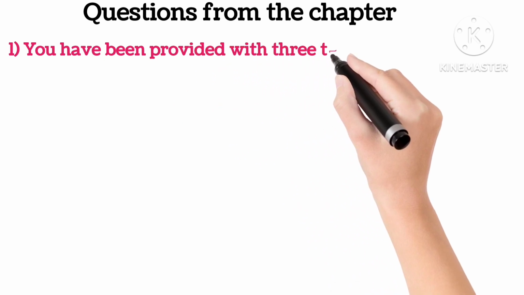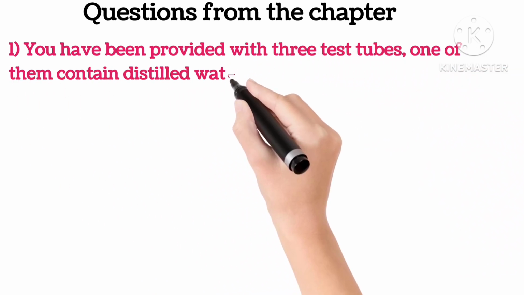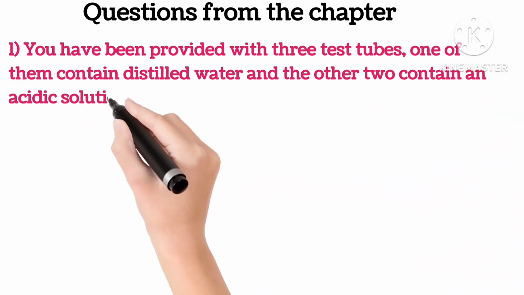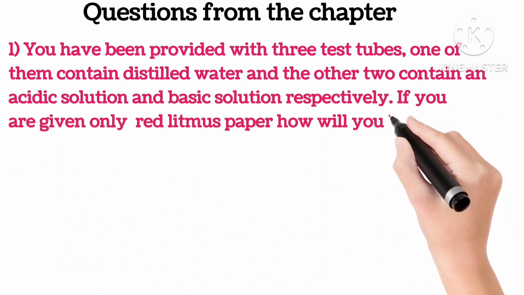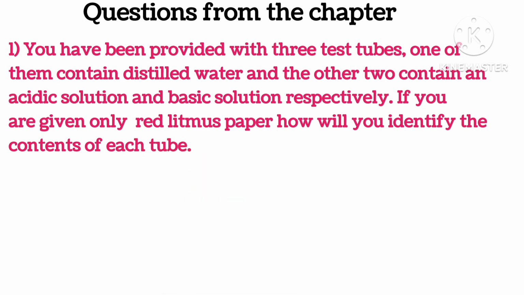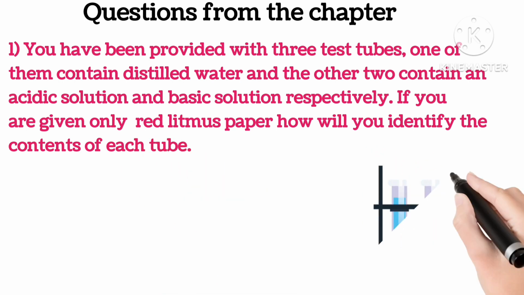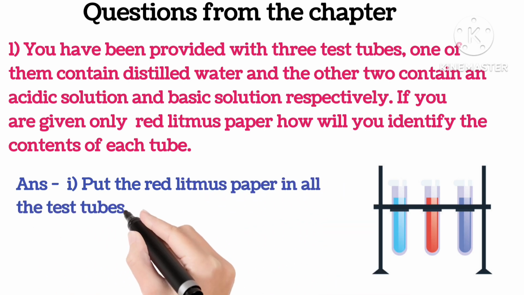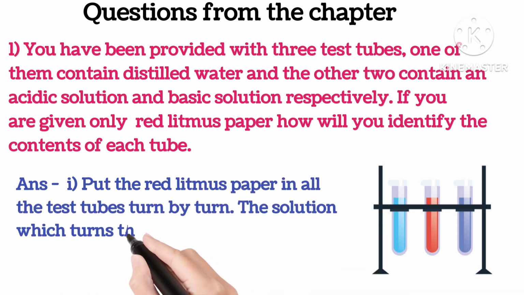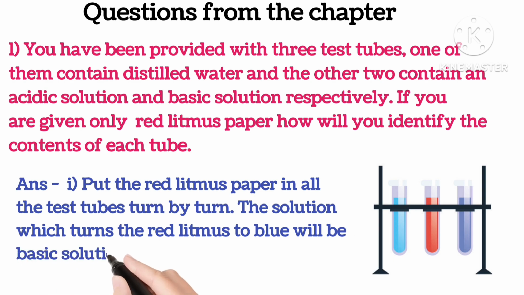Questions from the chapter. First is, you have been provided with 3 test tubes. One of them contains distilled water and the other 2 contain acidic solution and basic solution respectively. If you are given only red litmus paper, how will you identify the contents of each tube? Answer. Put the red litmus paper in all the 3 test tubes turn by turn, and the solution which turns red litmus to blue will be the basic solution.